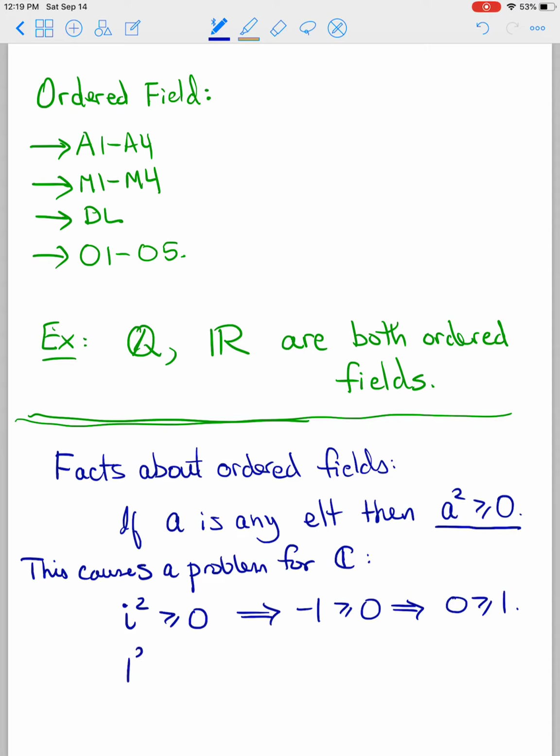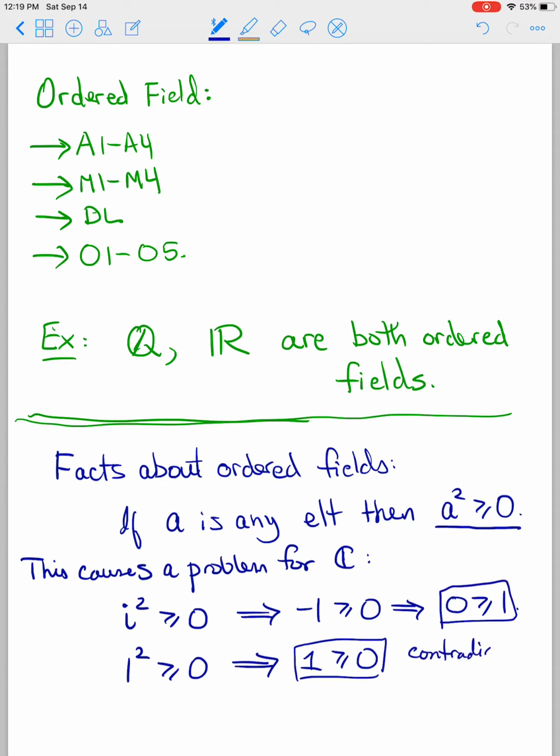And of course we can do the same trick with 1, right? 1 squared has to be greater than or equal to 0 by that same property, and of course this is the usual statement that 1 is greater than 0, and so we have a direct contradiction, right? So this is a contradiction here. And so what that shows is that these order axioms can't possibly hold for the complex numbers, because it would imply that 1 is both positive and negative. I guess we should have mentioned that 1 is not 0, kind of the overlap between those two statements.